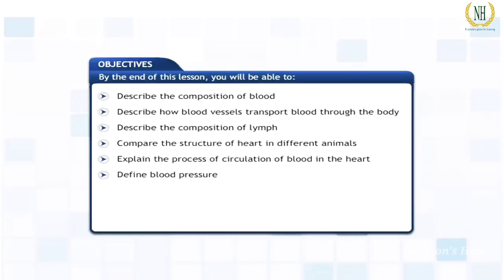This lesson explains how various substances like blood and lymph are transported through the bodies of animals. By the end of this lesson, you will be able to describe the composition of blood. Describe how blood vessels transport blood through the body.